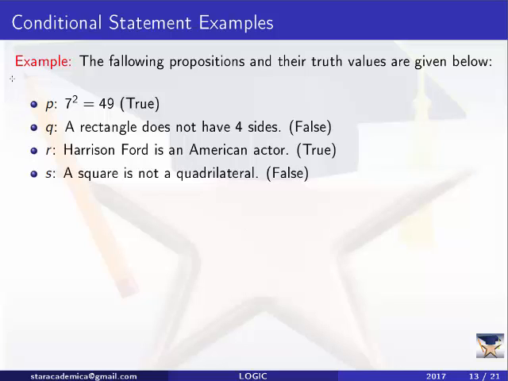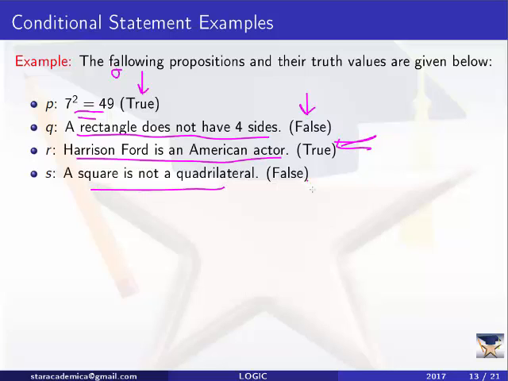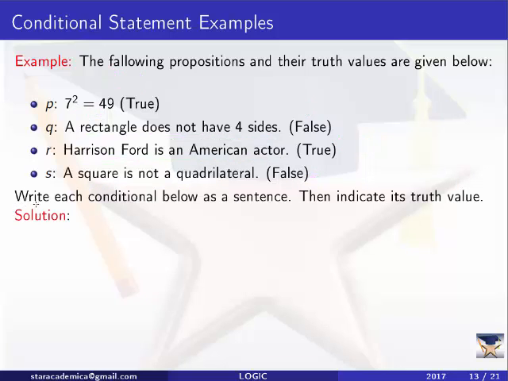Okay, the following propositions and their truth values are given below. P is 7 squared is 49, and it is known to be true. Q: a rectangle does not have 4 sides. This is a false statement. R: Harrison Ford is an American actor. It's true. And S: a square is not a quadrilateral. This is also false. So this is given to us.